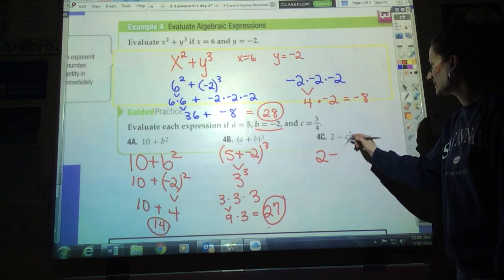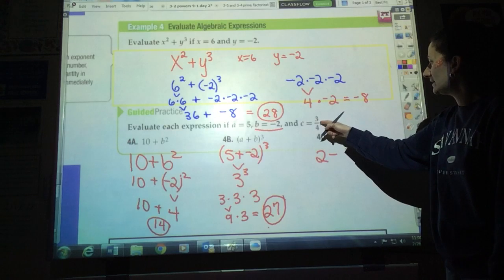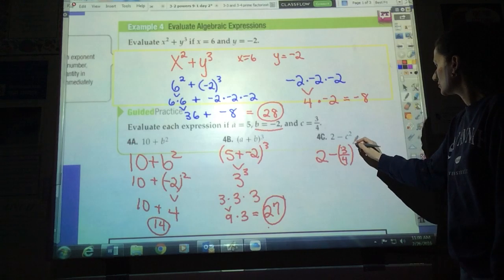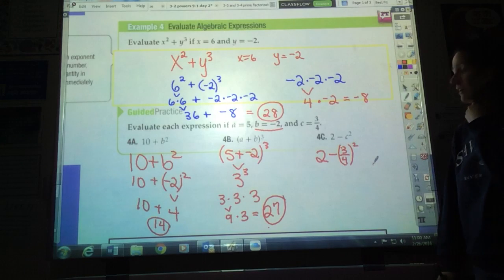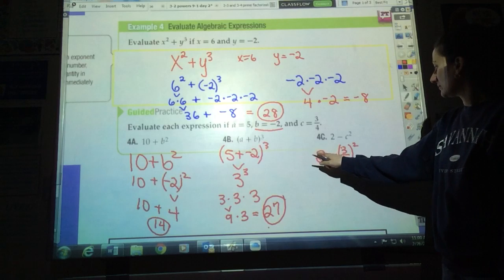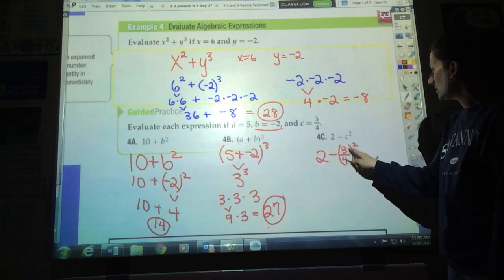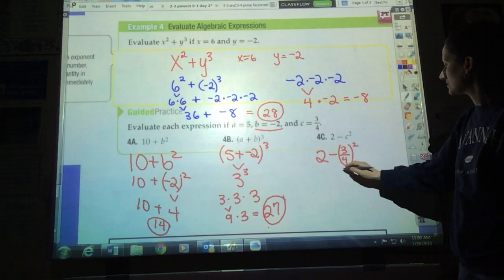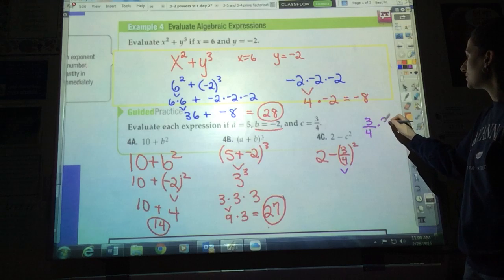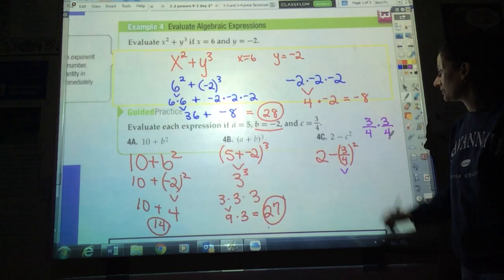2 minus c squared. And c is 3/4. So 3/4 squared. Okay. So I've got a fraction here, so I need to be careful about that. In this case, the 2 minus is not in parentheses, so I'm going to evaluate the exponents first. So 3/4 times 3/4. I just have to remember how to multiply fractions. This is a pretty easy one.